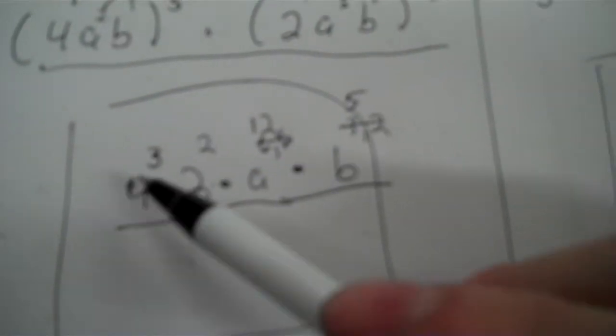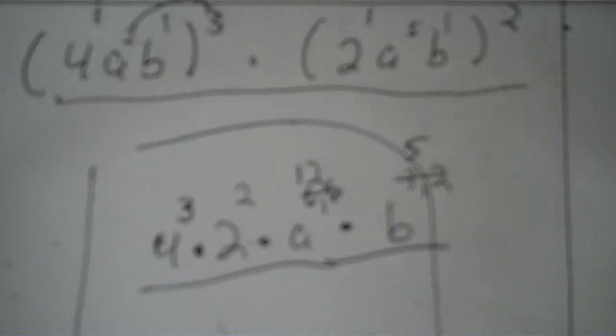Okay, now I simplify my numerical bases. 4 to the 3rd, that means 4 times 4 times 4, and that gives me a product of 64. And then 2 to the 2nd, 2 times 2 is 4. Times a to the 12th times b to the 5th. Now, these two numerical bases, 64 and 4, those need to be multiplied together, so I just take 64 times 4, and that's going to be 256. So the final answer is 256 times a to the 12th power times b to the 5th.